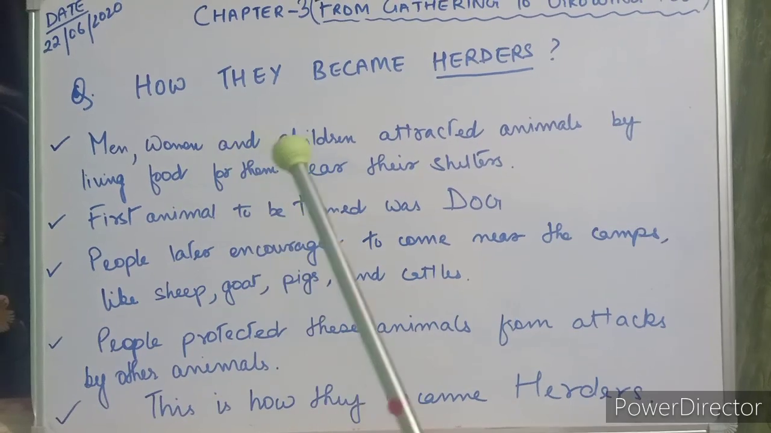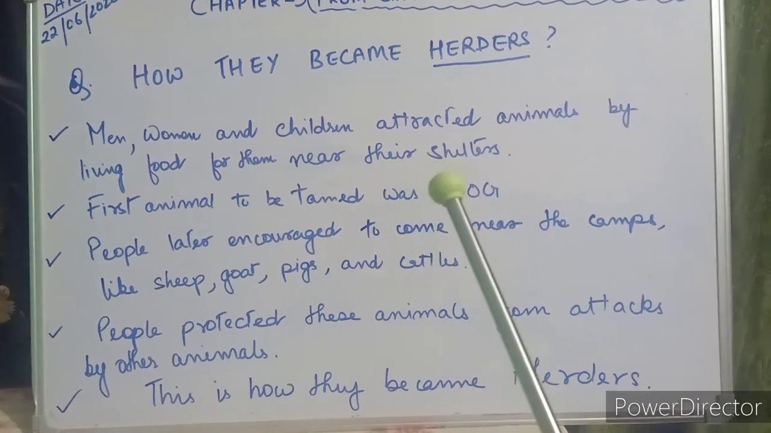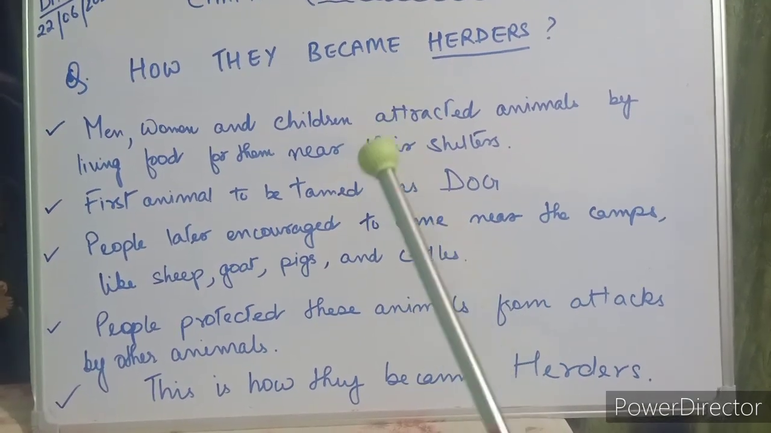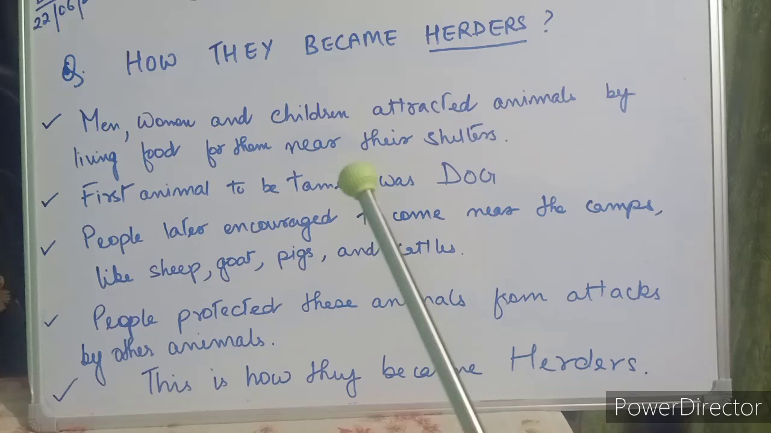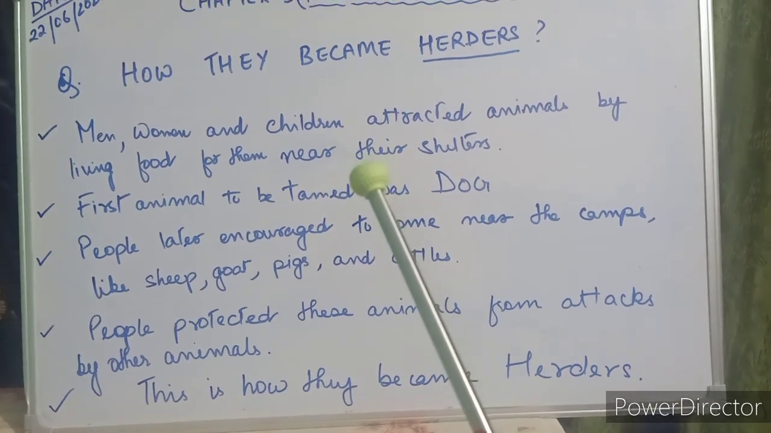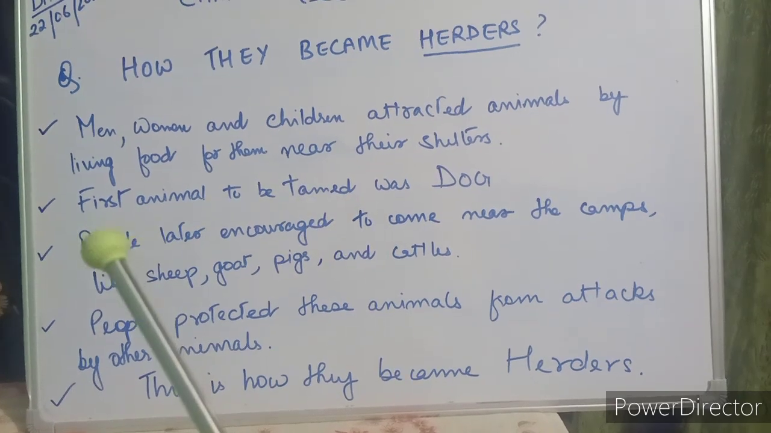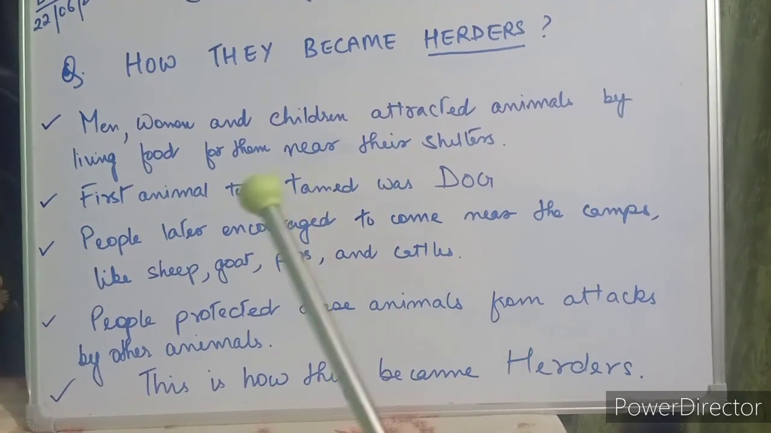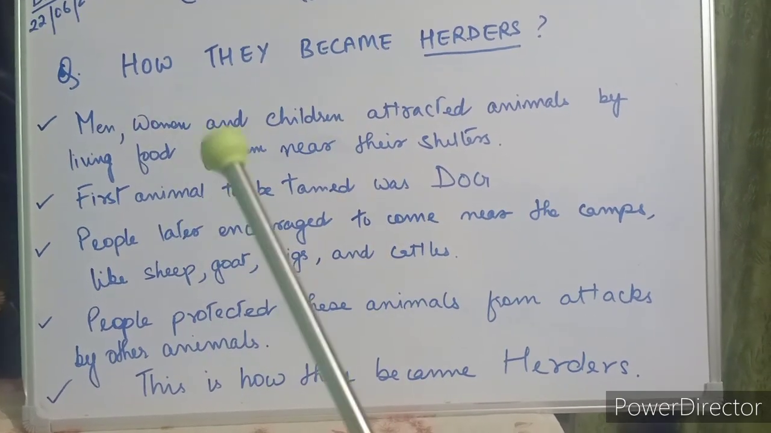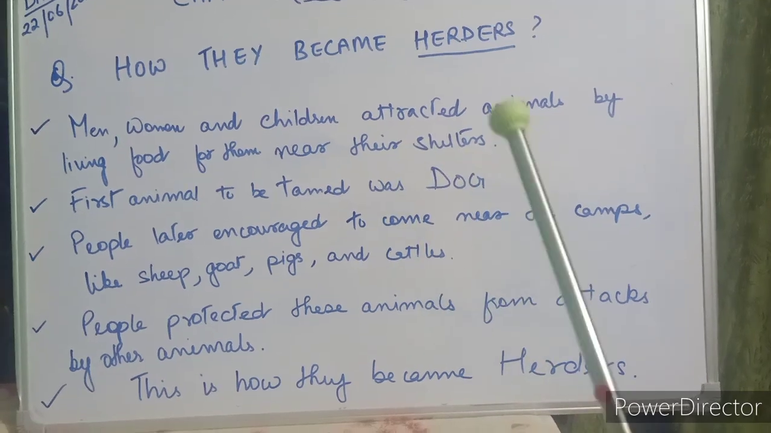Men, women and children attracted animals by leaving food for them near their shelters, so they could attract and tame animals. Tame means what? Control animals by leaving food for them, and animals used to come near their camps where they live, and they used to have food and live there, right? So the first animal to be tamed was the ancestral dog. The first animal which men, women and children could have tamed was known as dog.